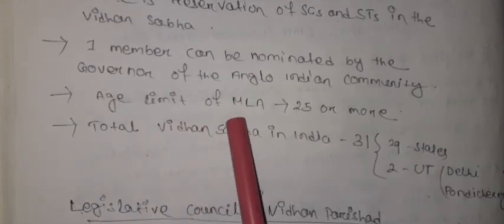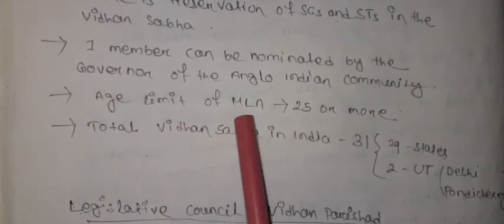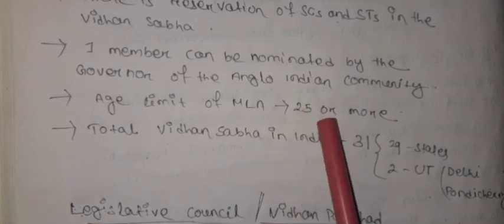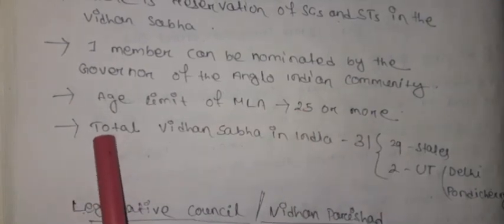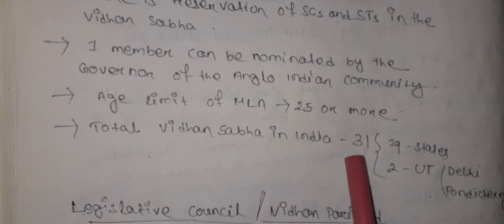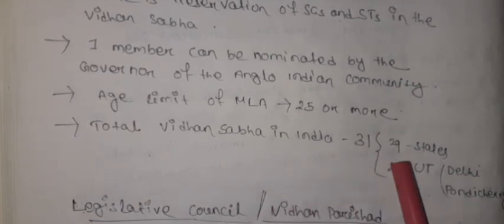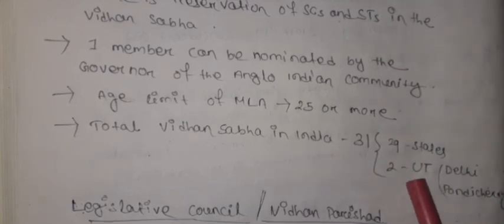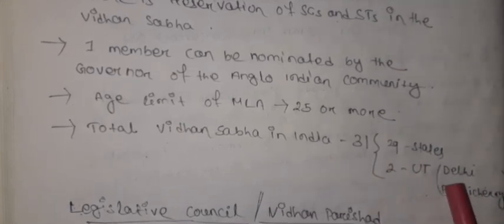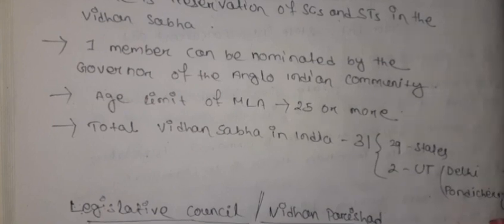The age limit of an MLA, meaning a member of Vidhan Sabha, should be 25 or more. Then see total Vidhan Sabhas in India. There are 31 Vidhan Sabhas in India. Out of 31, 29 are in states and 2 in UTs, meaning Union Territories, in Delhi and Pondicherry.